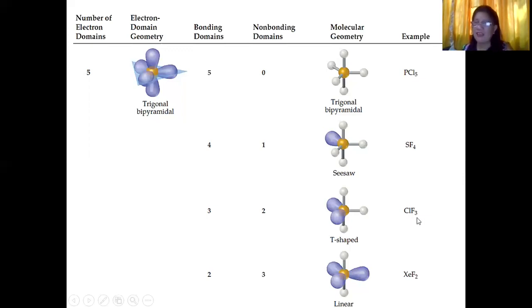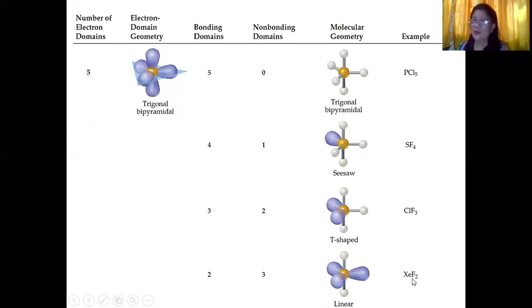Then we have the ClF3. It is in a T shape. This is your chlorine. Then you have tulo ka fluorine. Pero naa siya duha ka lone pair. Kaning that one here is known as the lone pair. So what happened here? Therefore, how many bonding domains? That's 1, 2, 3. 3 ra. The non-bonding domains, katong lone pair, katong 1, 2.